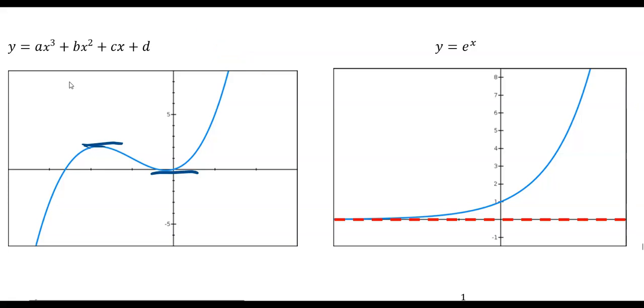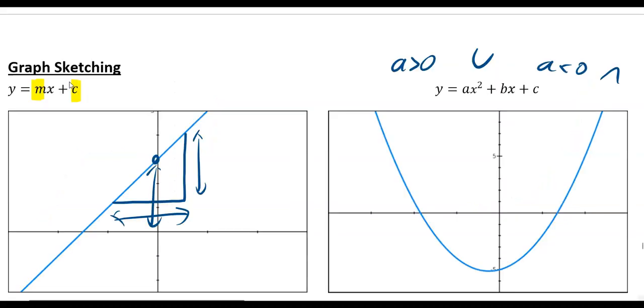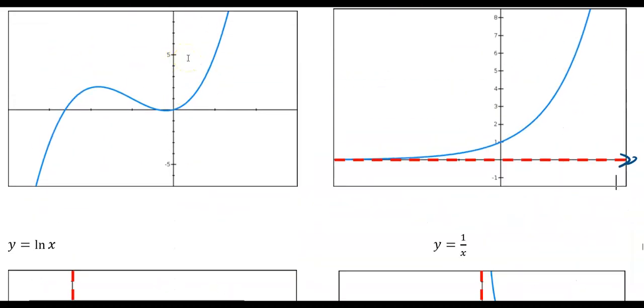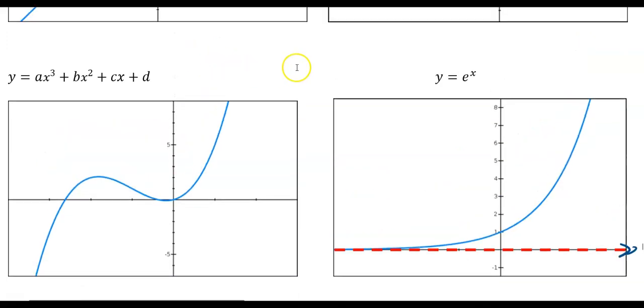Not good drawings. Okay, and we've got our exponential graph, e to the x. It just looks like this, and the x-axis is an asymptote. So it gets infinitely close to it, but it never actually gets there. And also, if you put x equal to 0, e to the power of 0 equals 1, so it crosses at 1. So that's y is equal to e to the x.